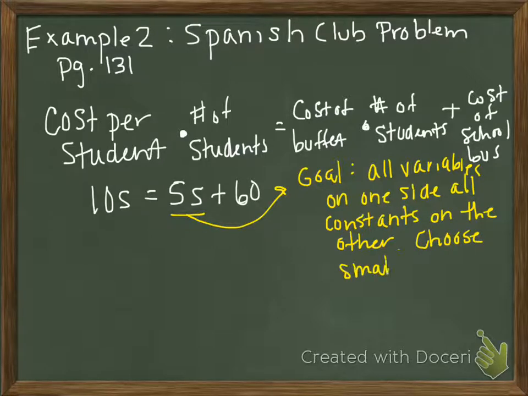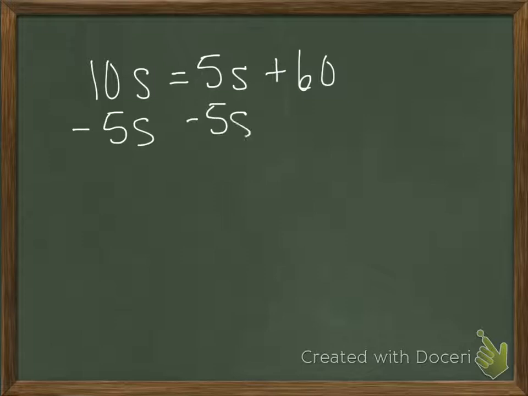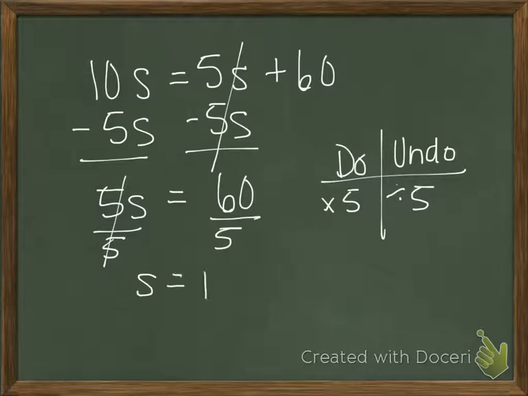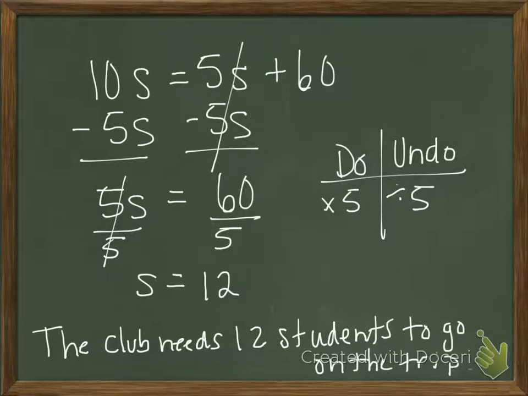So we're going to choose the smaller variable, which is 5s, to subtract from both sides, so we still end up with a positive s. So 10s equals 5s plus 60. Subtract 5s from both sides. So you're left with 5s equals 60, and we use our do and undo chart. We're multiplying s by 5, so now we divide both sides, and we have s equals 12. So the club needs 12 students to go on the trip in order to limit the cost to $10.